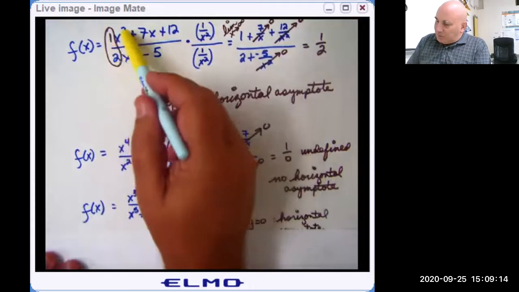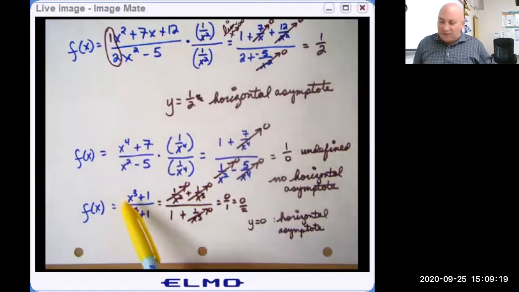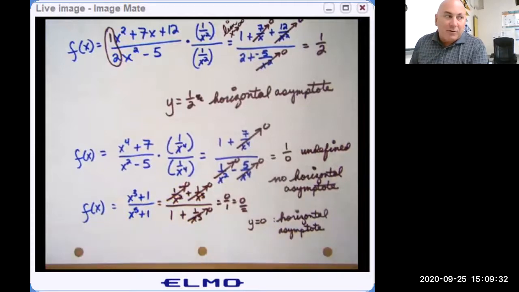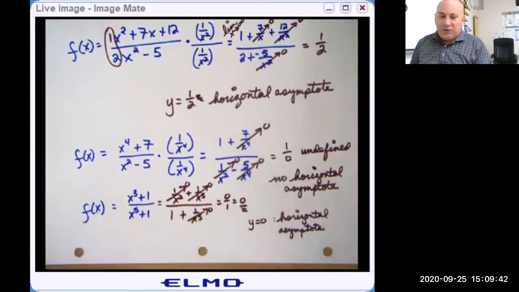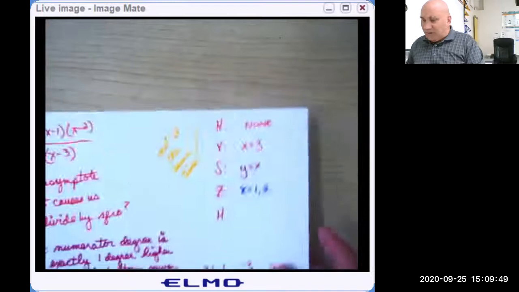So here's one where the degrees are equal. Here's one where the numerator degree is higher. Here's one where the denominator degree is higher. And you can see that by dividing everything by x to the fifth, I get 0 on top and a 1 on the bottom. So that's why y equals 0 is the horizontal asymptote if the denominator is going to be bigger, because the numerator will always go to 0. So that's how we find a horizontal asymptote.